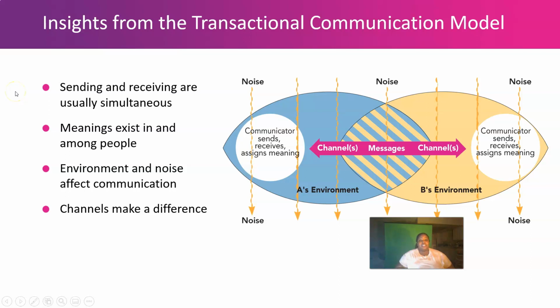So with the transactional communication model, we know that sending and receiving messages are simultaneous. Meaning exists in and among people, so the people in the conversation are unique and they understand each other, or if they don't understand each other, they can go more into detail. The persons that are communicating are in their own little bubble, in their own little circle at that moment.